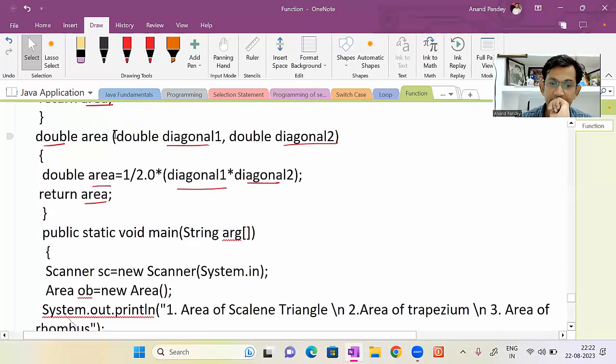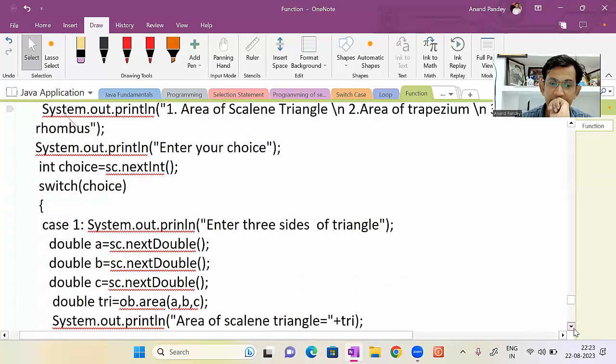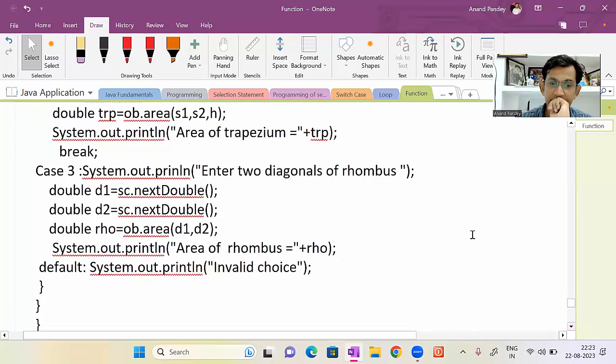This function will be called because only this function requires 2 double type values. We are passing the values of D1 and D2. So the value of D1 will come to diagonal 1, and the value of D2 will come to diagonal 2. Okay. And here it will calculate the area of rhombus and it will be returned by this function. So when a function returns a value, control goes back to where it was called from. जहाँ से call होता है, control वापस वहीं चला जाता है. इसमें store होगा, area of rhombus print हो जाएगा.